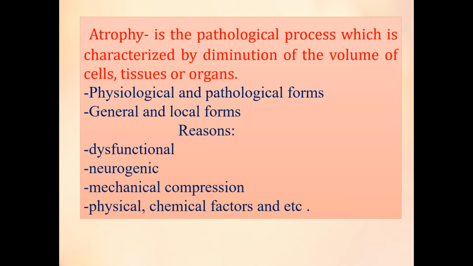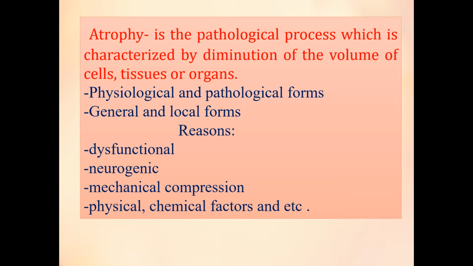The next type is the neurogenic atrophy. This type of atrophy develops as a result of disturbance in the innervation of organs or tissues. The denervation of tissue leads to the impaired normal blood supply to the tissue and functional inactivity of tissue.